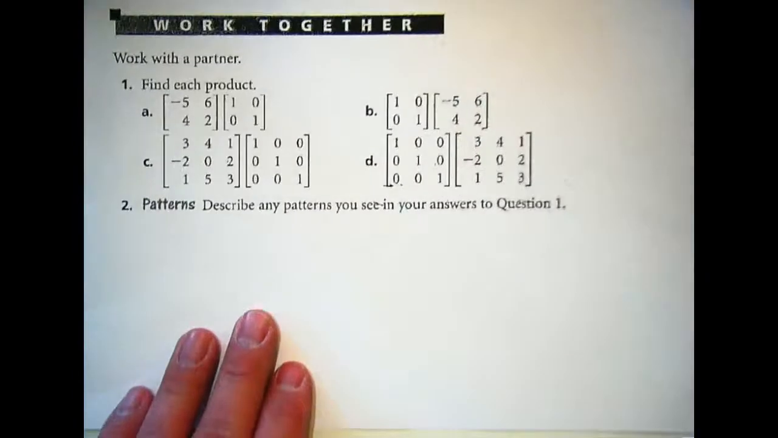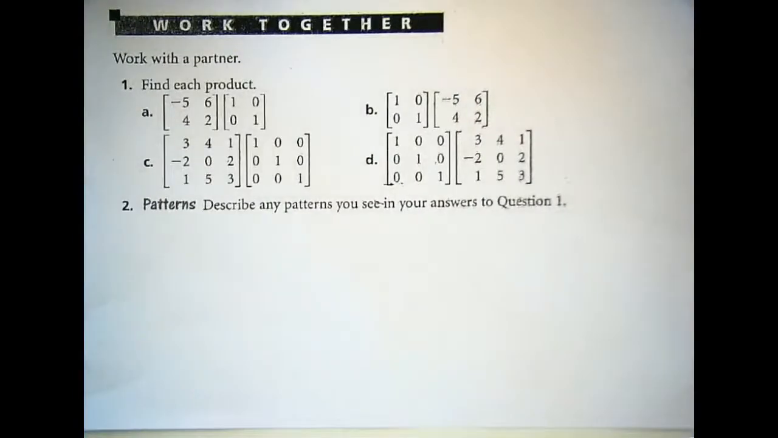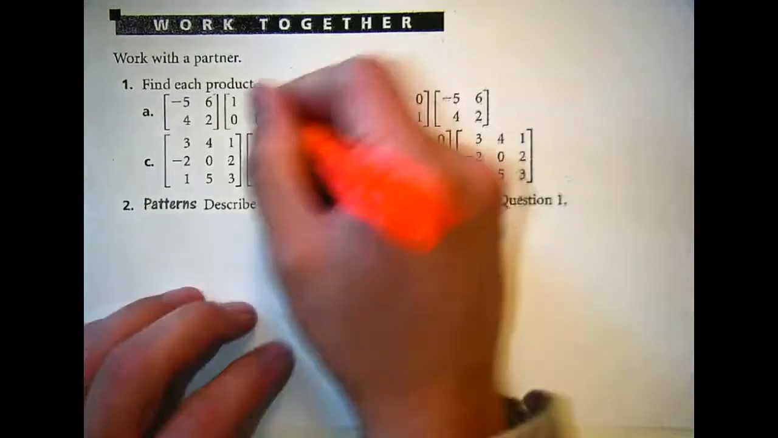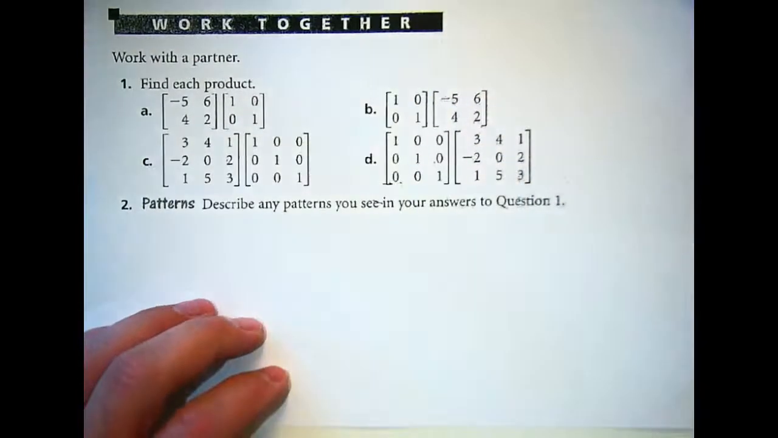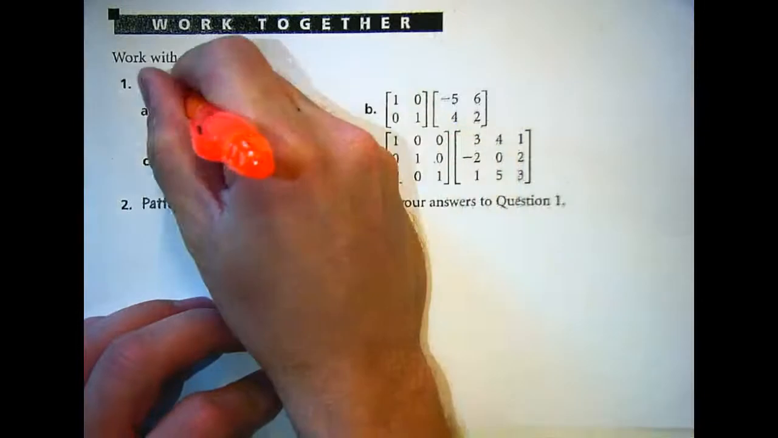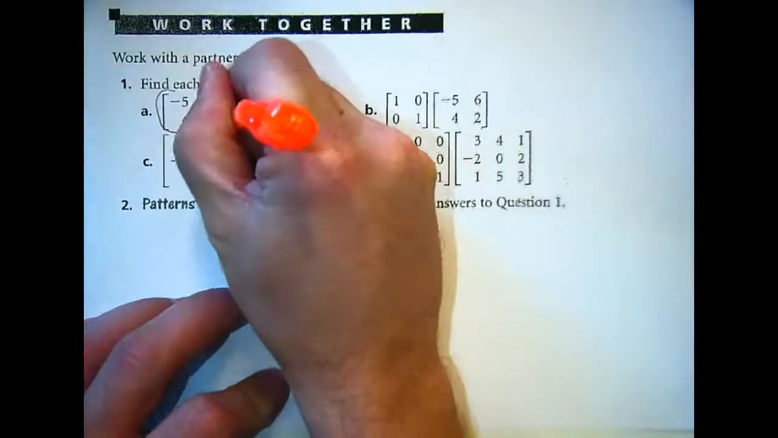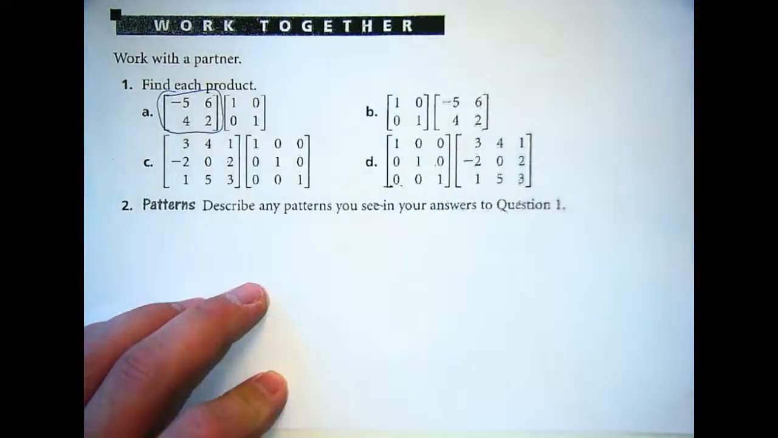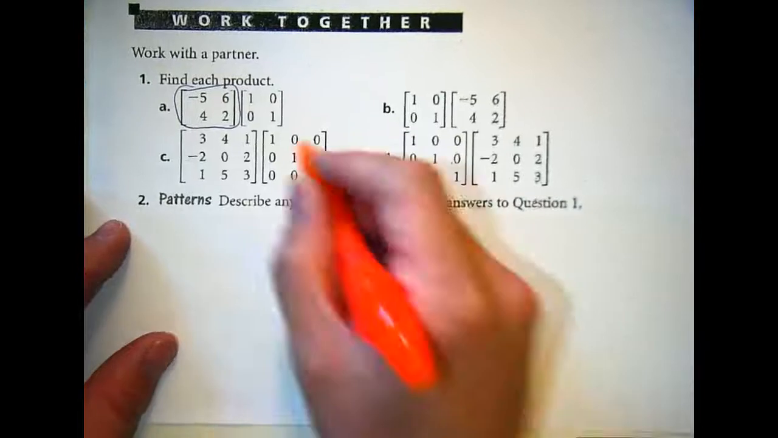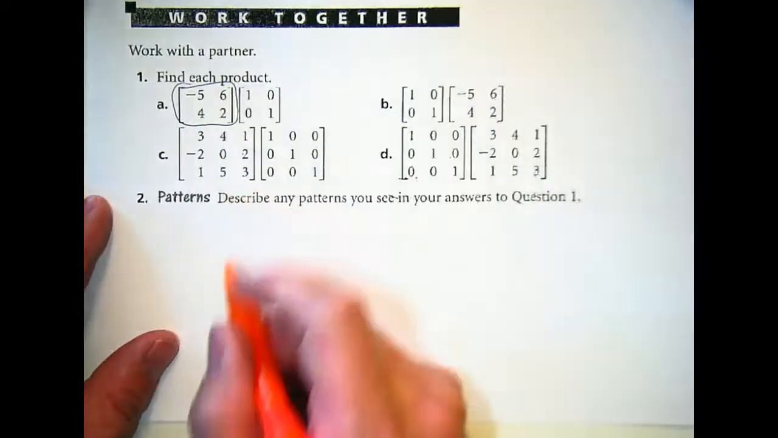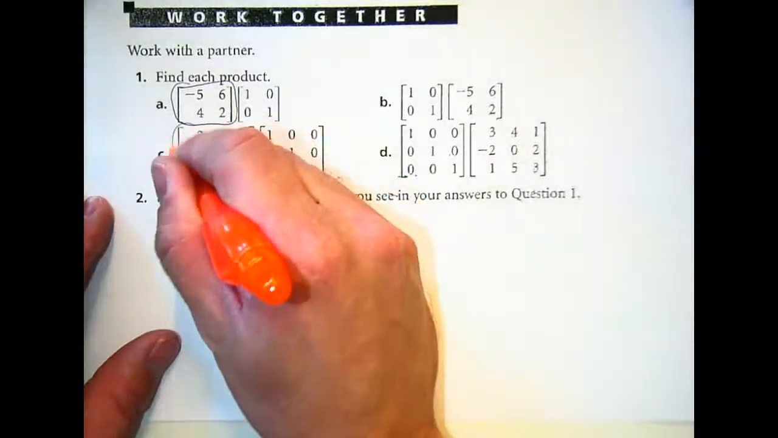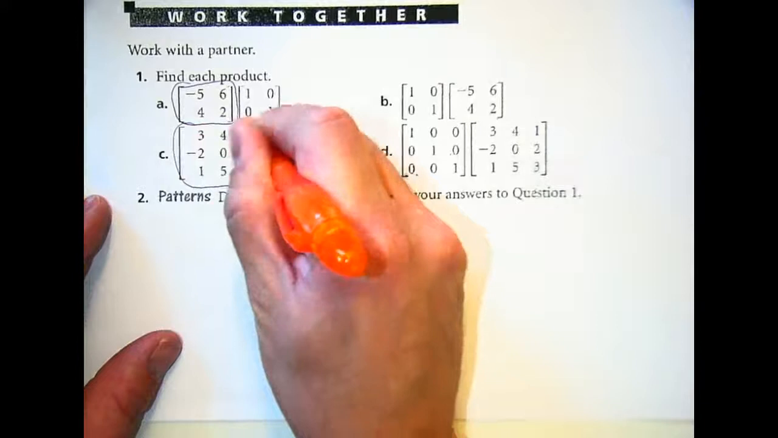So here's the first part. Number 1, find the product. Part A. What was the product here? -5, 6, 4. Okay, so this actually ended up being your product. And letter C, what was the product here? 3, 4, 1, -2, 0, 2. Okay. So that should have been your product.